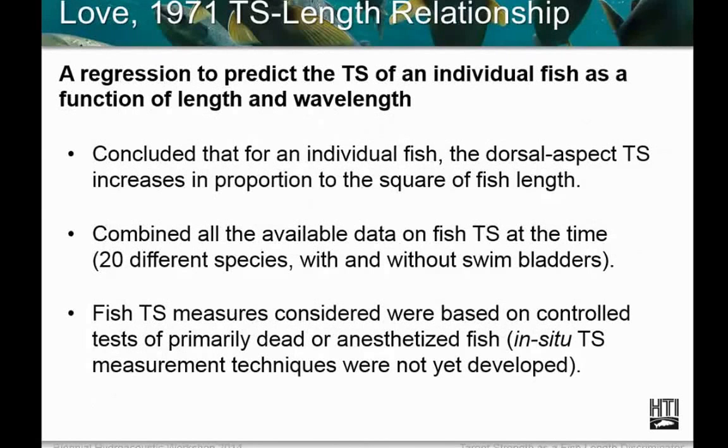So now moving on to Love's, and Kevin did a good job of presenting really what that was based on. Love's and a number of other relationships follow that 20 log length plus some constant form, which may include frequency and a couple of other parameters. And the assumption is that for an individual fish, the target strength, or the backscattering cross section of the fish, is proportional to the square of the fish length, meaning that as the fish gets longer, the swim bladder increases proportionally to the square of the length.